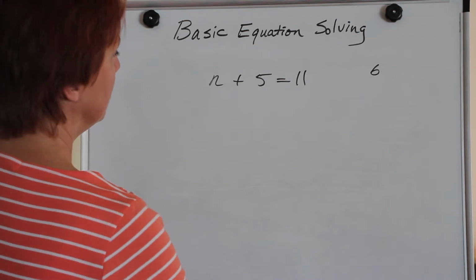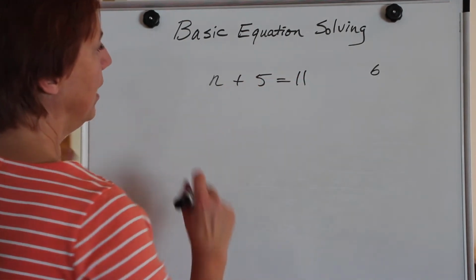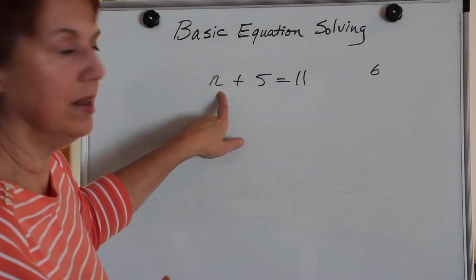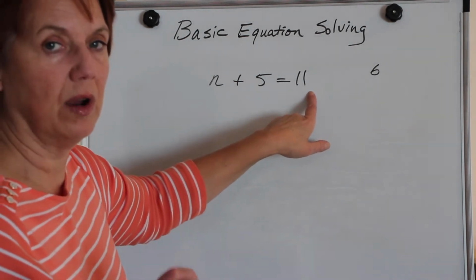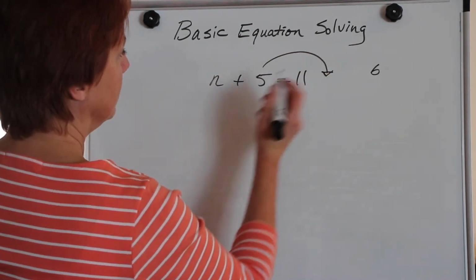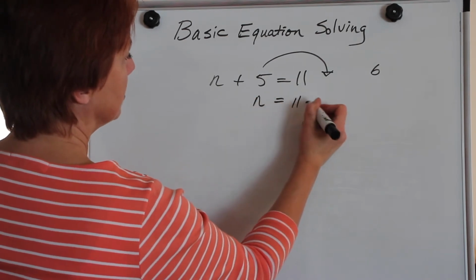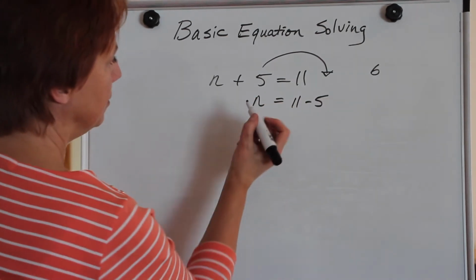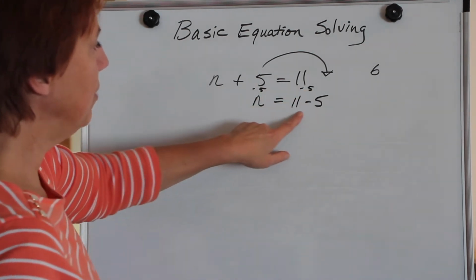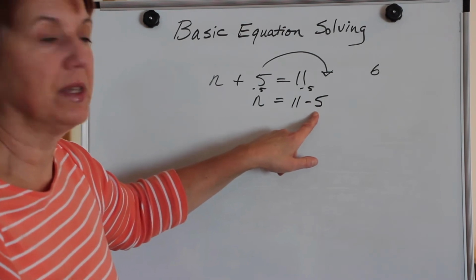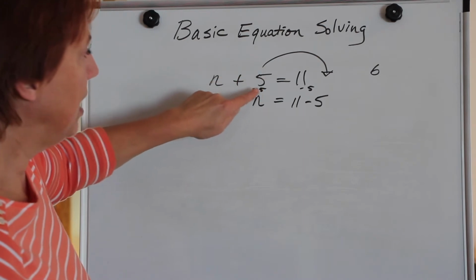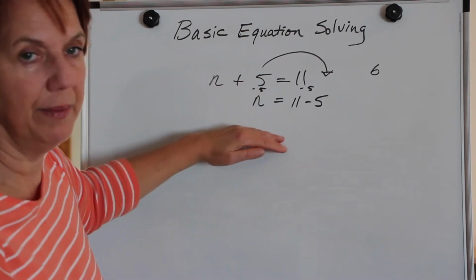What I want you to do is think, okay, I need the 5 over here. I don't need it over here next to the n because I can't add it to the n. I need it over here next to the 11 where I have like terms. So when you move that over, you're actually going to change its sign. And what you're really doing is a little invisible minus 5 on both sides, but you're only writing it on the side that it actually matters, because that's the only side where there's really any math going on. You know that the 5 is going to go away here by this line.